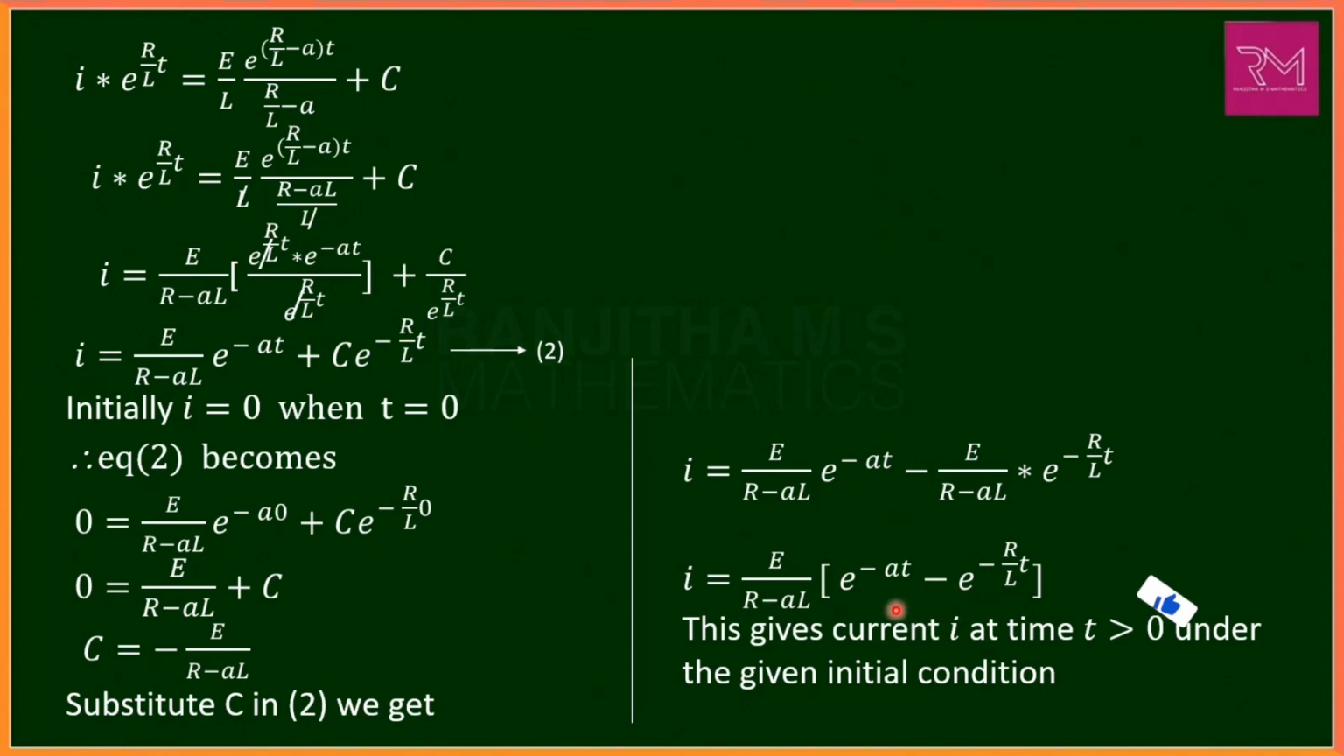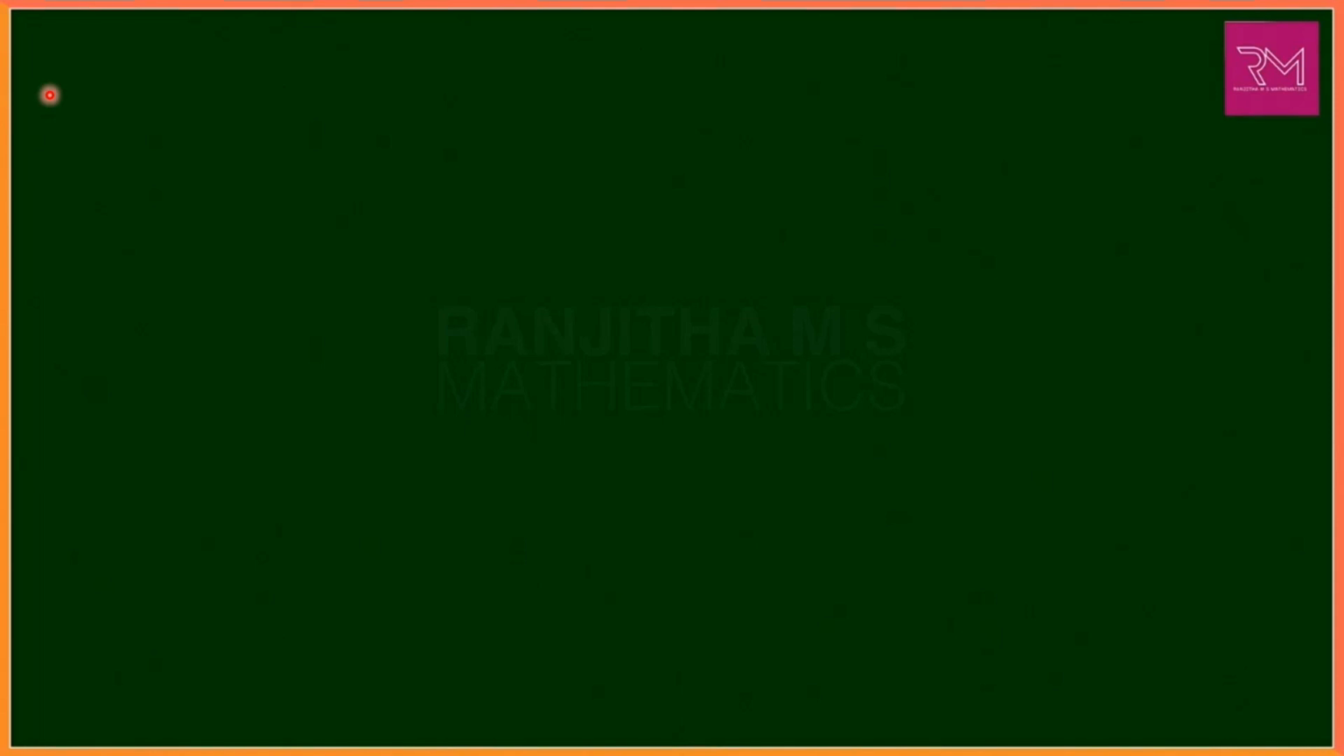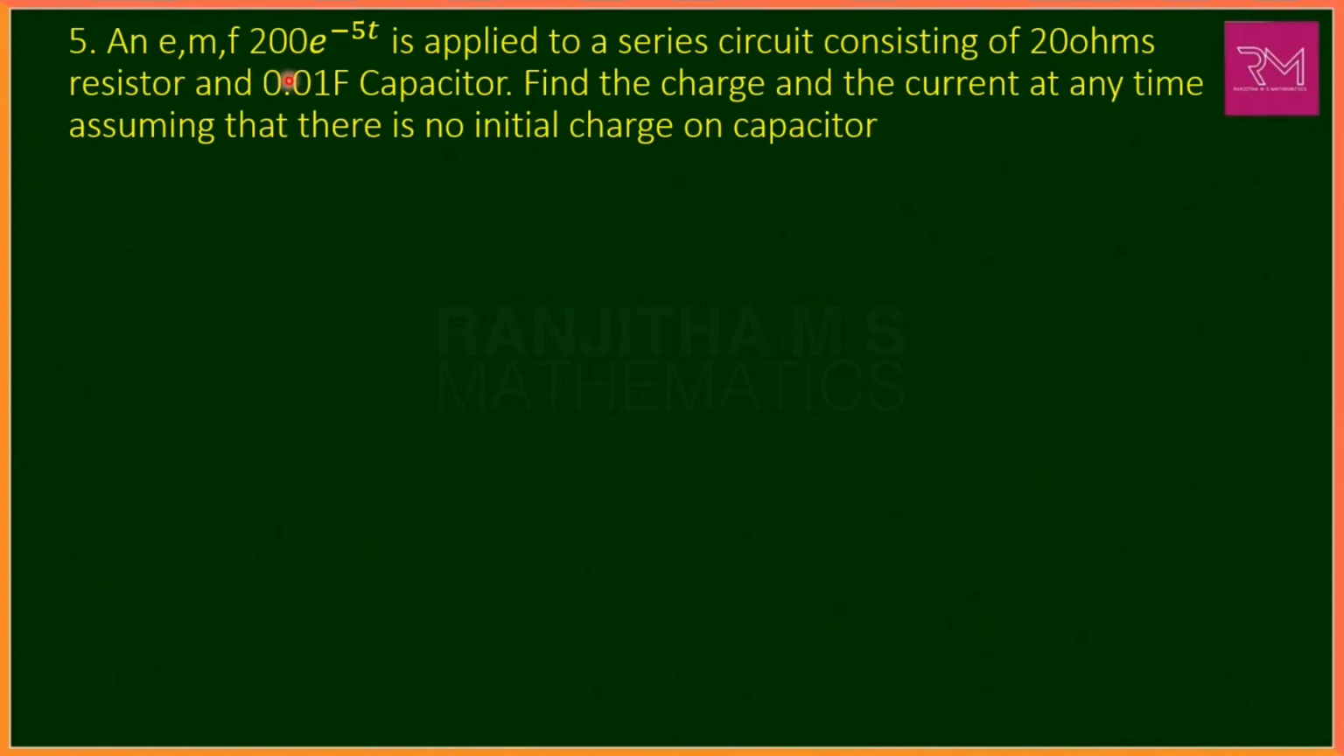So these are all the problems related to LR series circuit. Next we shall see some problems on CR circuit. Here is a problem. An EMF 200 e^(−5t) is applied to a series circuit consisting of a 20 ohm resistor and 0.01 farad capacitor. Find the charge and the current at any time, assuming that there is no initial charge on the capacitor.